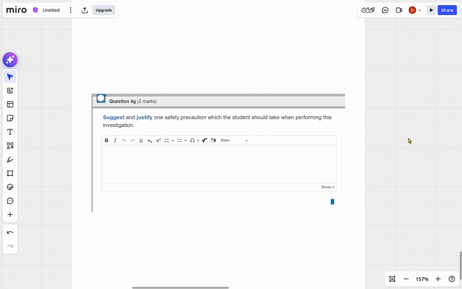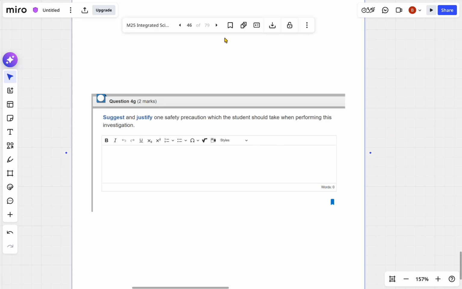Now we have question 4G. I'll just save you the time and tell you what the question is asking. It's basically a suggest question where they're asking us for a safety precaution which the student should take while he's performing his investigation, and we have to justify it. So we have to give one precaution and write why it's needed.